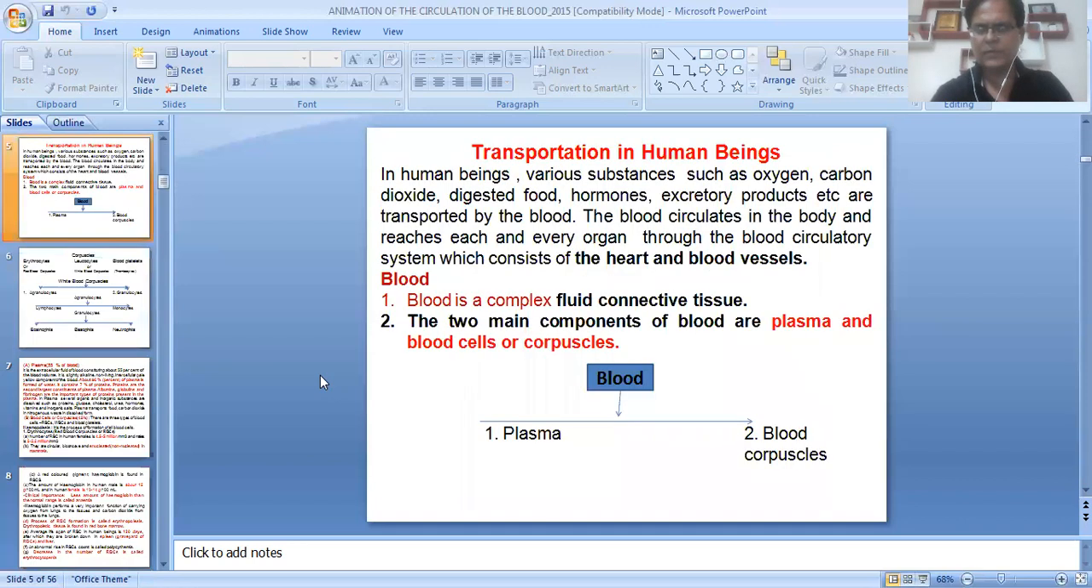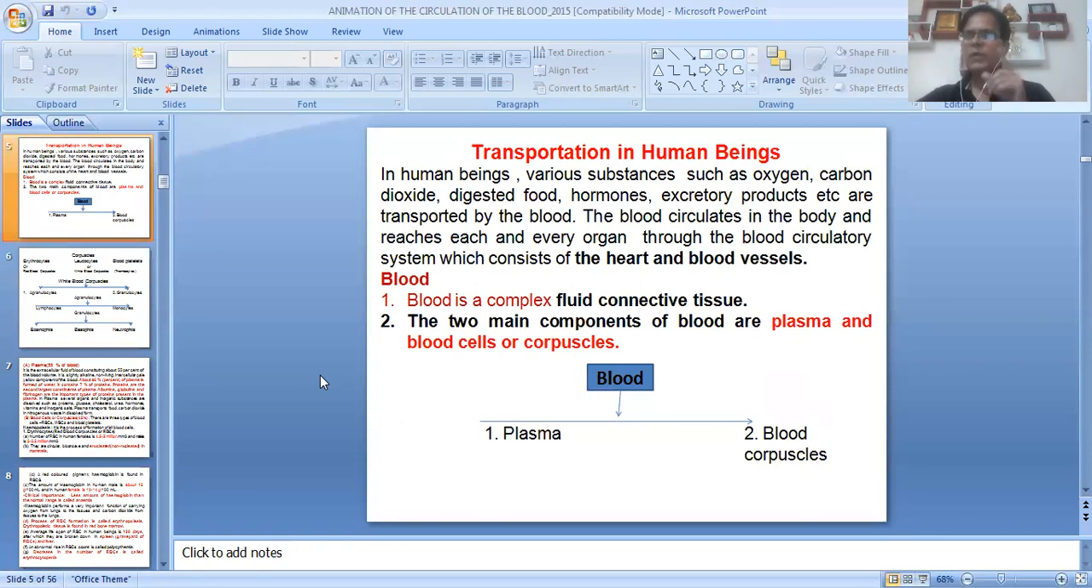So let us see the first one. Transportation in human beings, first I'm telling you. Transportation of what? Transportation of blood. In human beings, various substances such as oxygen, carbon dioxide, digested food material, hormones, excretory products, etc., are transported by the blood. You know very well.